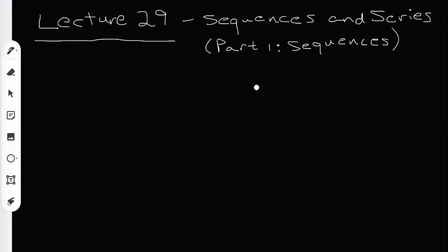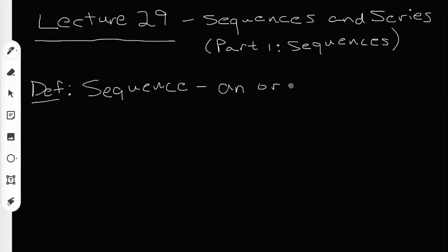Okay, so let's start off with a couple definitions. First thing we're going to define is the word sequence. A sequence is just an ordered list of numbers.